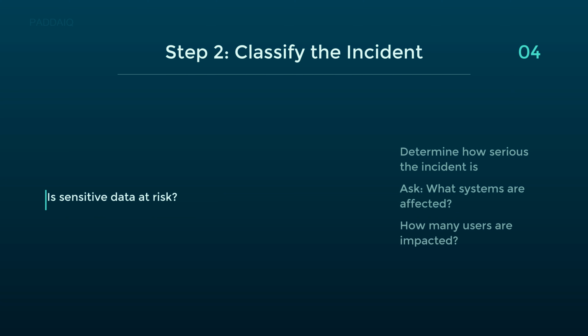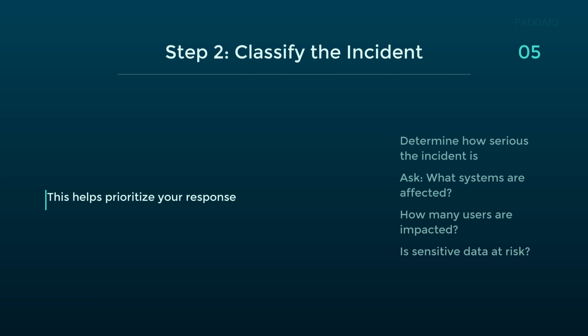Is sensitive data at risk? This means determining if the incident could expose confidential information like customer details or financial records. For example, if an employee accidentally emails a file containing client credit card numbers to the wrong person. Identifying this risk is crucial for prioritizing the response and applying necessary data protection measures immediately.